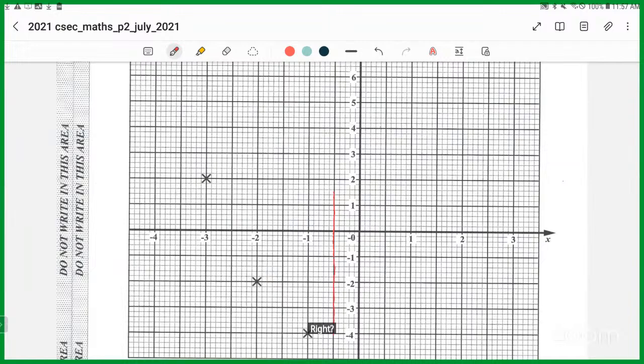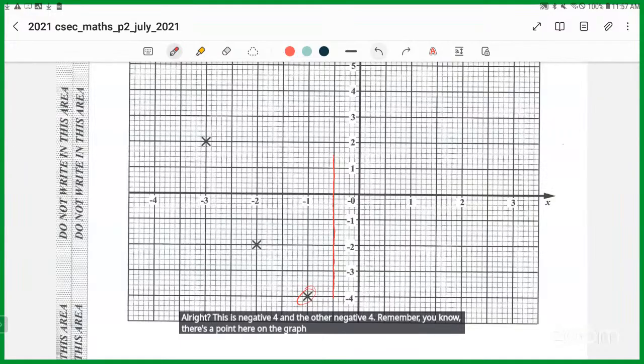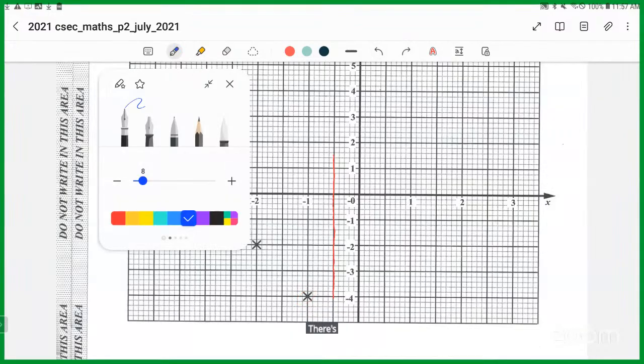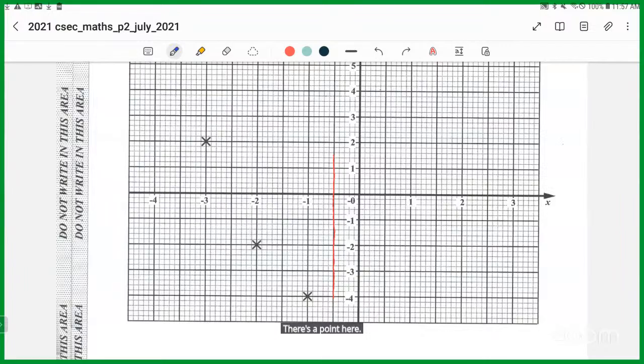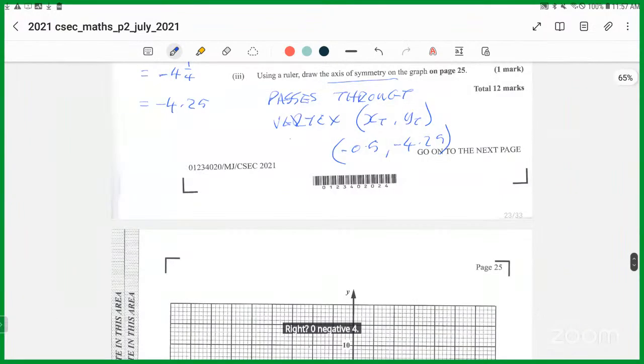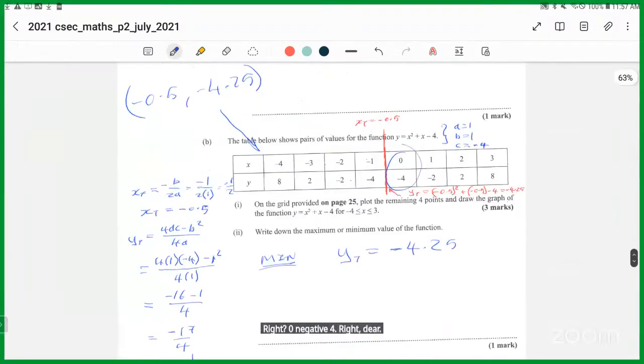Right? This is negative 4 and the other negative 4. Remember, there's a point here on the graph. Let me put them on in blue, the other points. There's a point here, 0, negative 4. Right here. Then you have 1, negative 2.